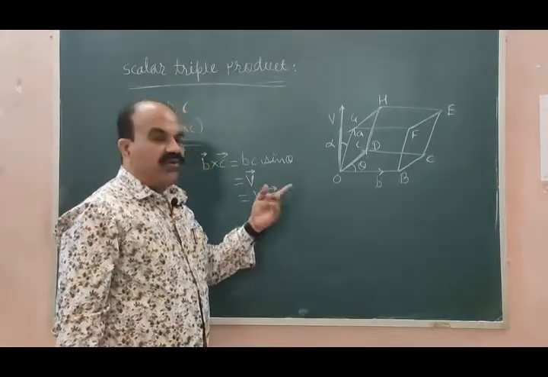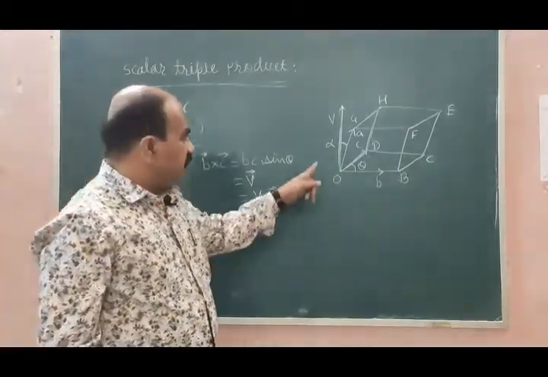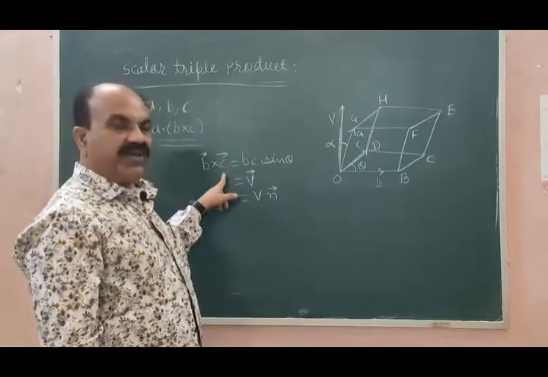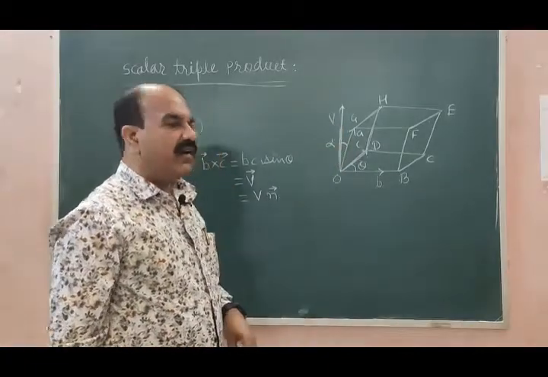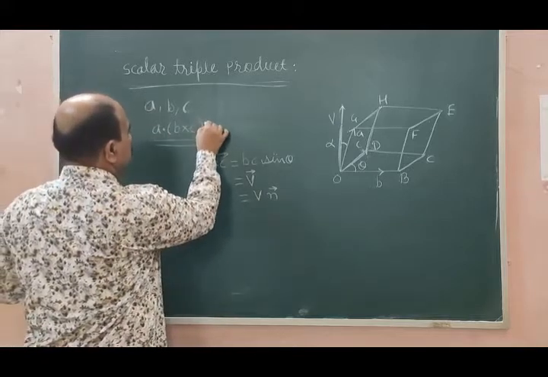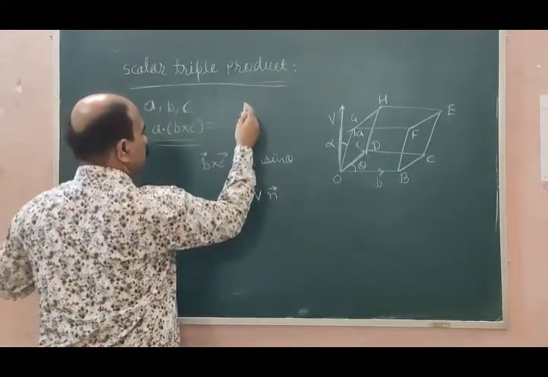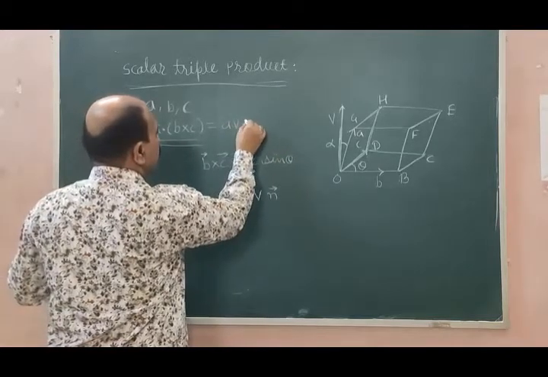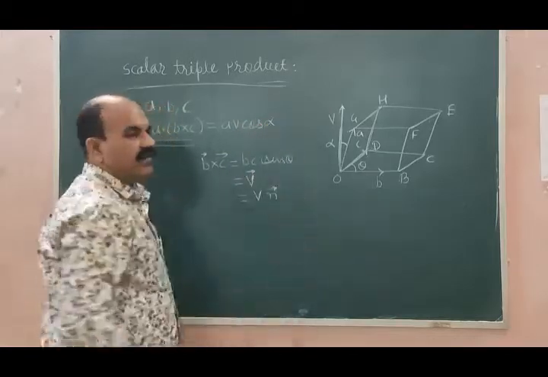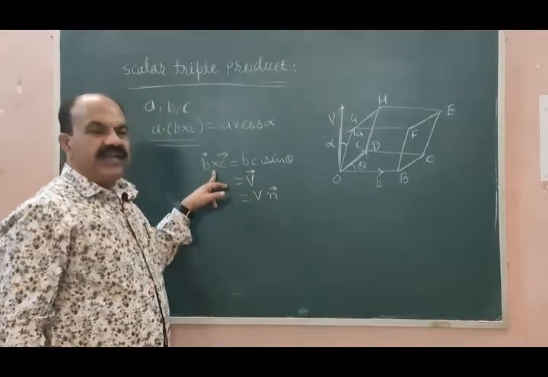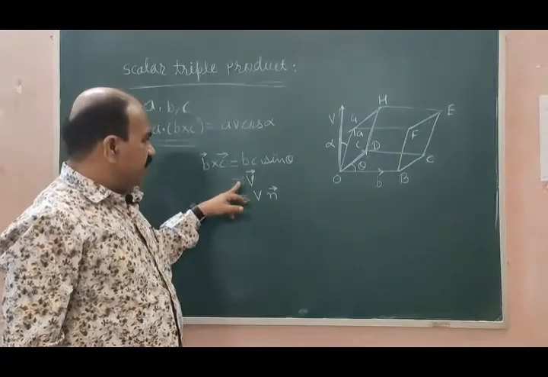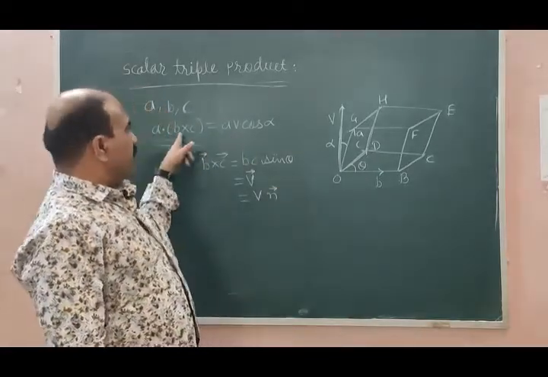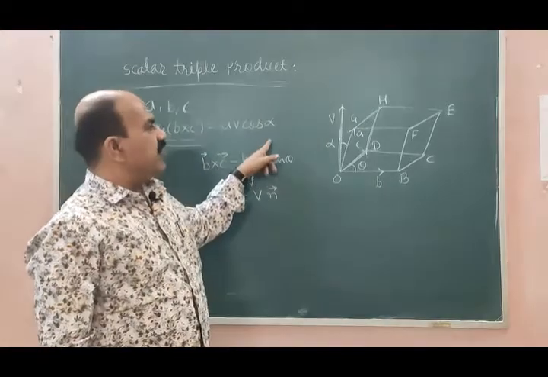Now we want to have scalar triple product. This is vector A. Angle between V, which is B cross C, and A is alpha, and therefore A dot B cross C will be equal to A V cos alpha. What is V? V is this B cross C, area of the face OBCD. A dot B cross C will be AV cos alpha.